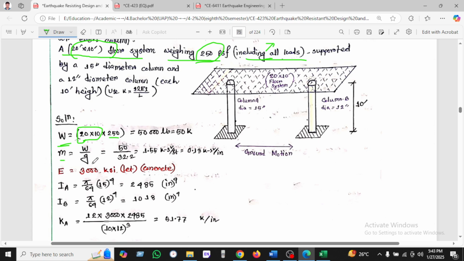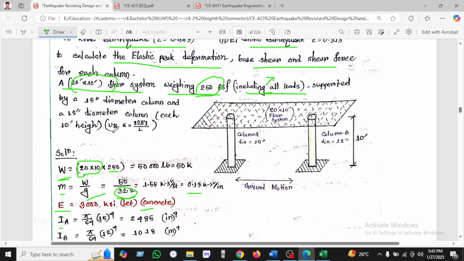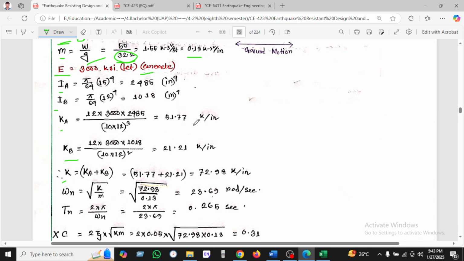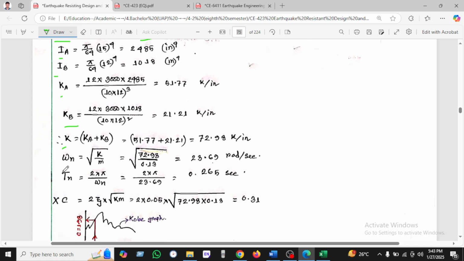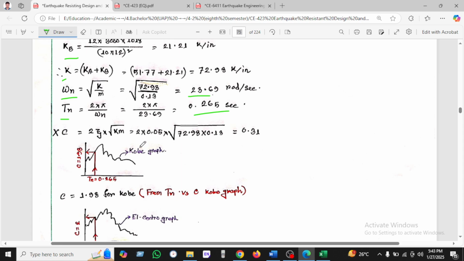M equal to W times G, divided by 32.2. And E is given here, the moment of inertia we calculated, and K equal to 12EI by L cubed using this equation, and Kb the same, and adding the two K, in this way we found the natural frequency 23.69, and time period equal to 0.26. And we will not calculate the C value here as C equal to 2 root over km. This is not for structural response. This is another C, so this is damping C.